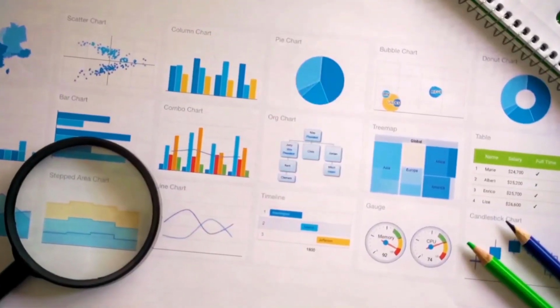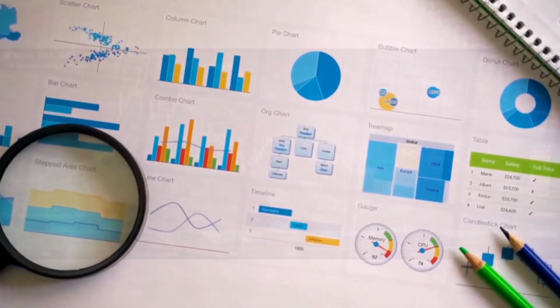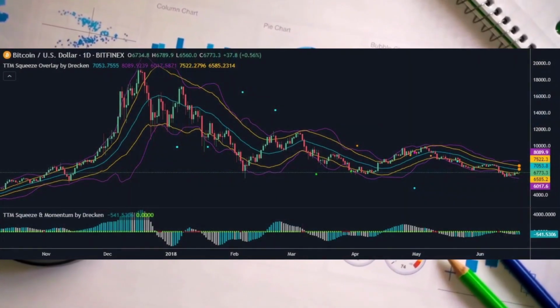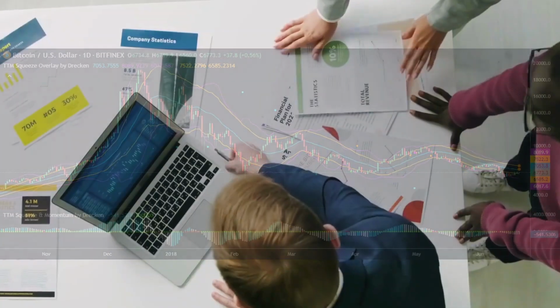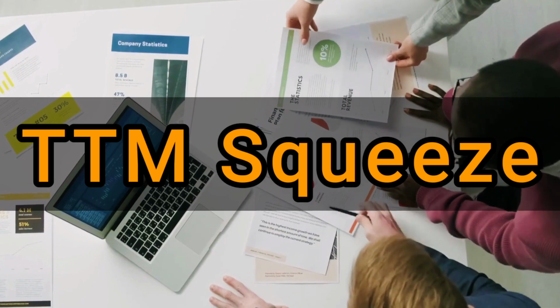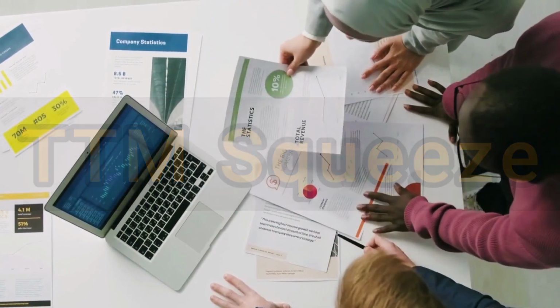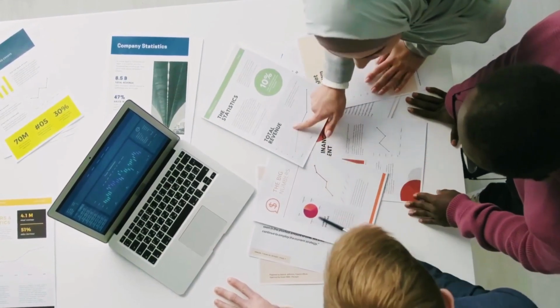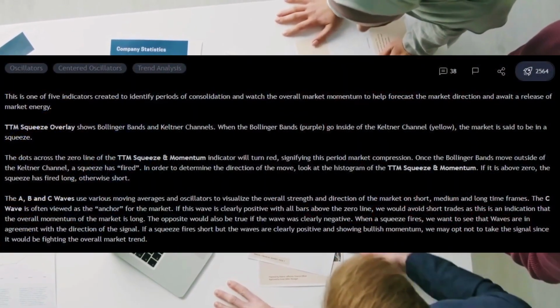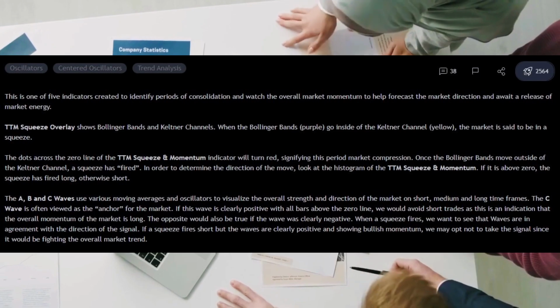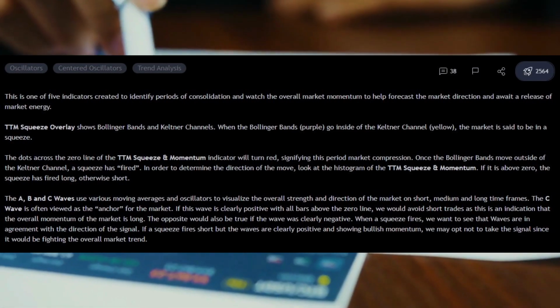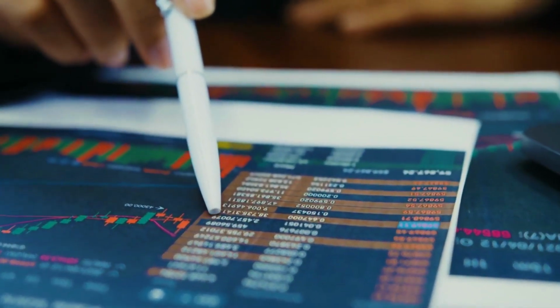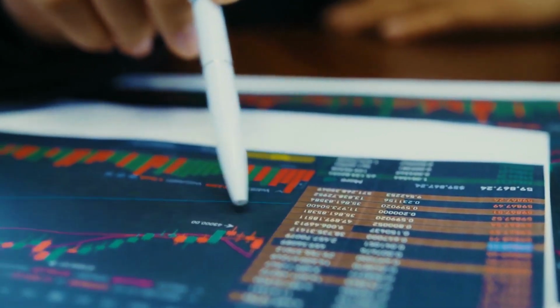Now, here's the interesting part. He developed a killer strategy centered around a specific indicator called the TTM squeeze, which he actually created himself. So, what's the deal with this TTM squeeze indicator, you ask? Well, its primary purpose is to help traders spot potential breakouts before they happen. It's like having a crystal ball for trading.